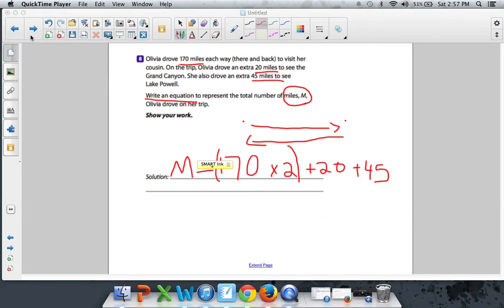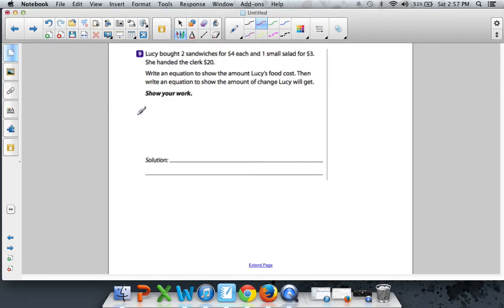We have a couple more just like this. Lucy bought 2 sandwiches for $4 each. Okay, you know what? Let's start the equation right away. 2 sandwiches for 4 each. Does that each speak to you? Does that tell you something? Hopefully it tells you multiplication.